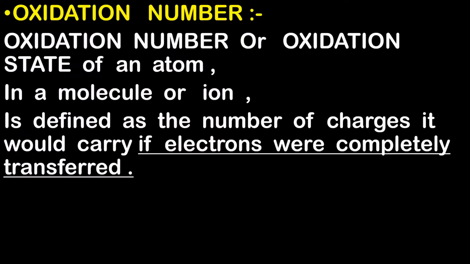Let's read it once again. The oxidation number, or the oxidation state of an atom which is present in a molecule or as an ion, is defined as the number of charges it would carry if electrons were completely transferred. What is the meaning of this? Let's consider our previous example itself.